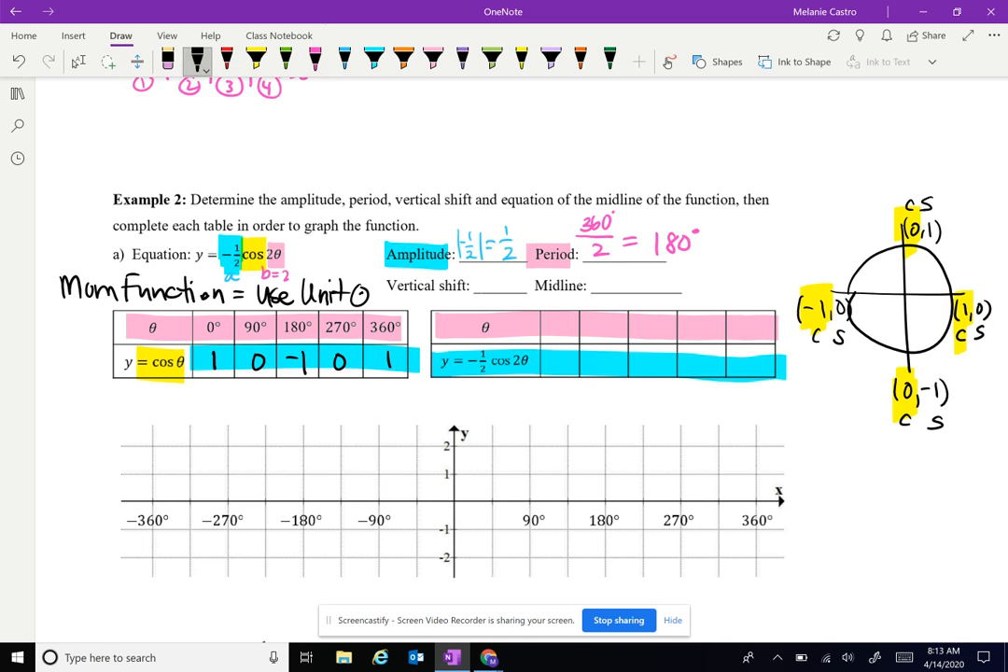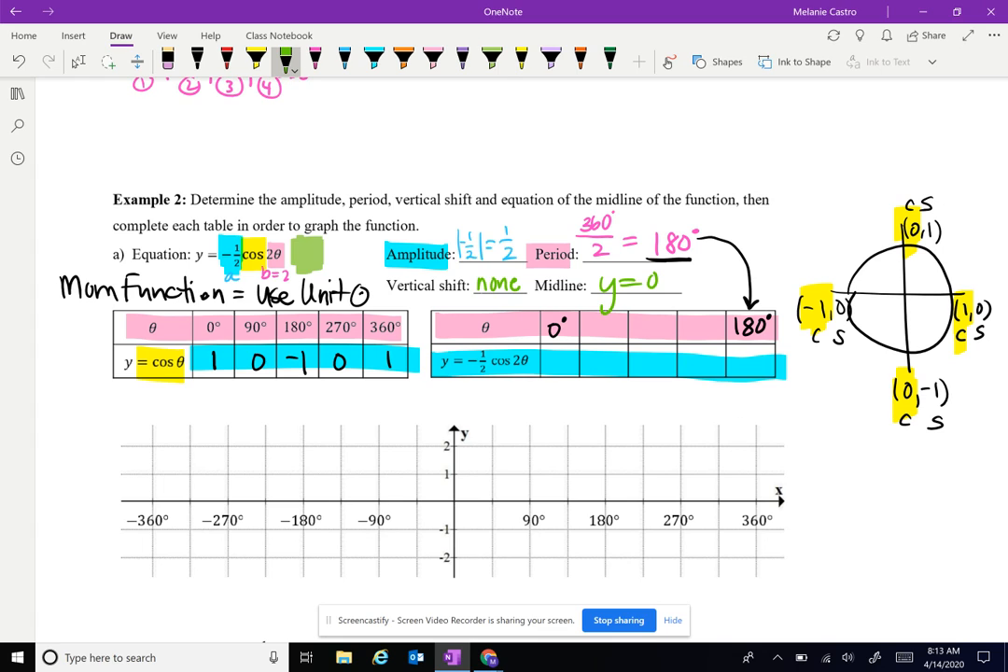So that's telling me that this entire cycle, we still start at 0, but it has to be done by 180 degrees. Whatever number you have here for your period should be where we're ending our table. We said that for today, we're not adding or subtracting anything out there, so it's just going to be none. And our midline is y = 0.